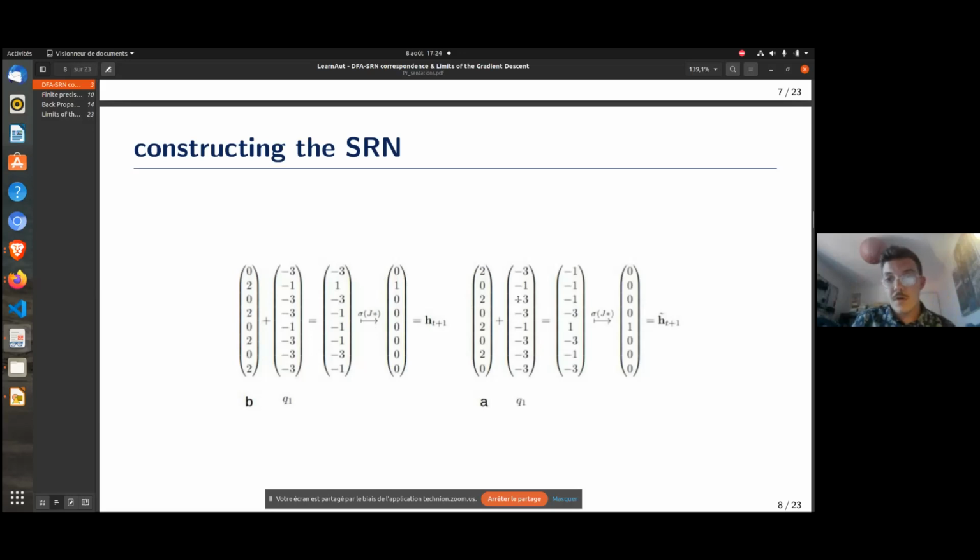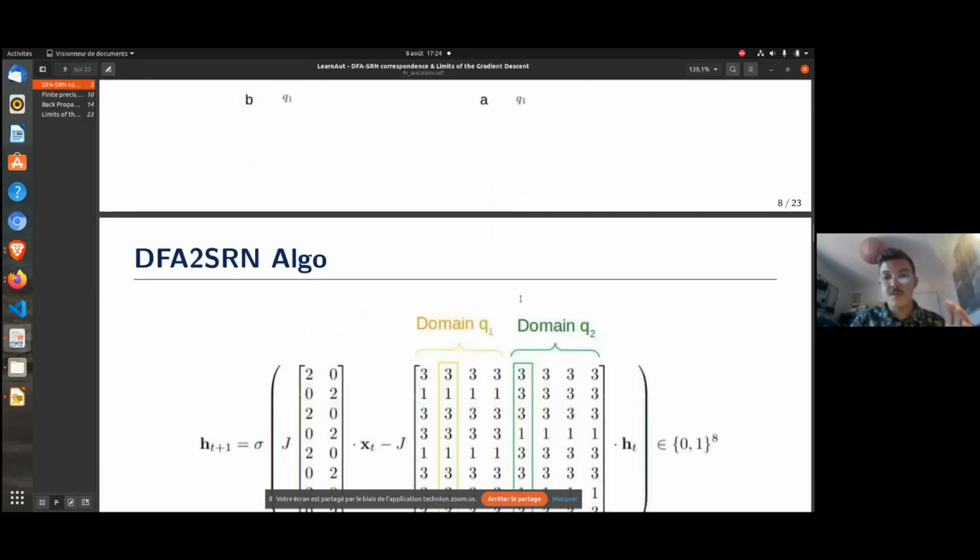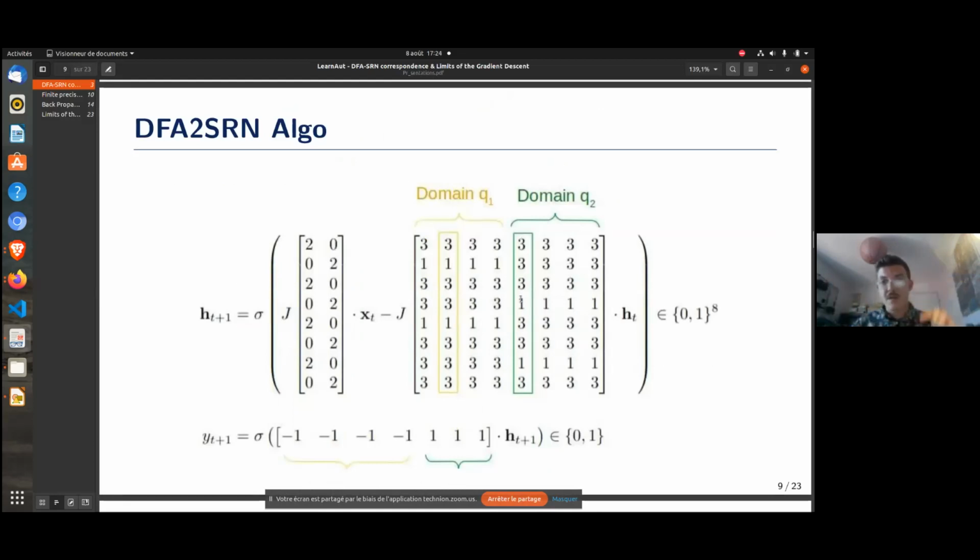Since we need a square matrix, because we always need to maintain the same size for the hidden state vector, we needed to make it square. So we are just going to put together these vectors that were designed for the state Q1. We put them together 4 times in a row because they correspond to the domain Q1. We designed the same type of vector for the state Q2, and we put them together 4 times to obtain the domain Q2. It's a very redundant process.